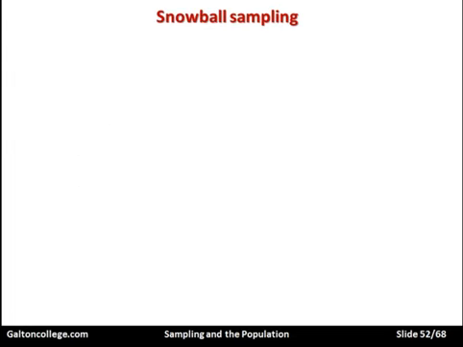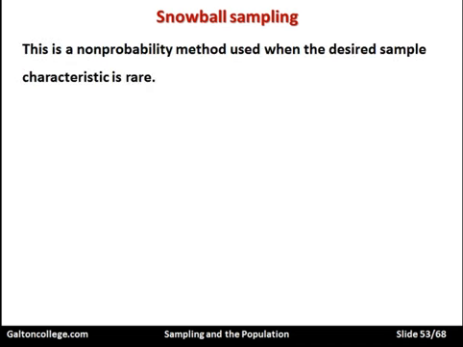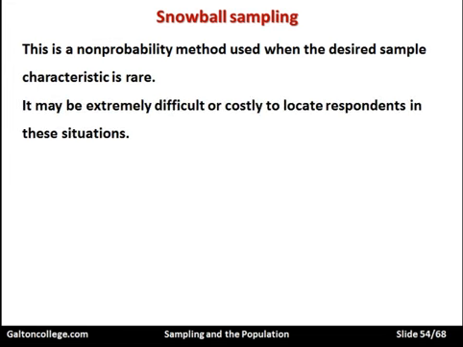The next form is what's known as snowball sampling. This is a non-probability method used when the desired sample characteristics are rare. It may be extremely difficult or costly to locate respondents in these situations. Generally speaking, it may be difficult to find people with certain characteristics, certain experiences.